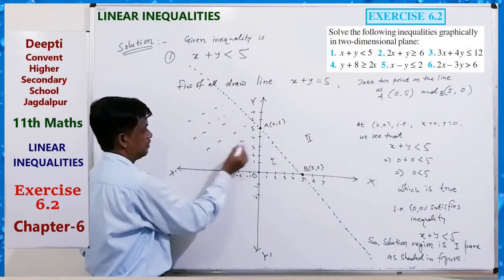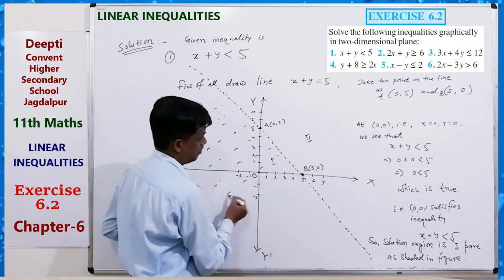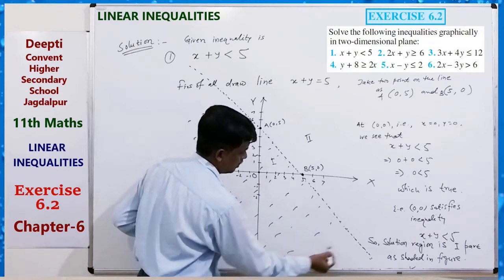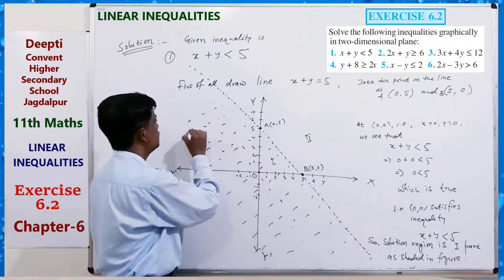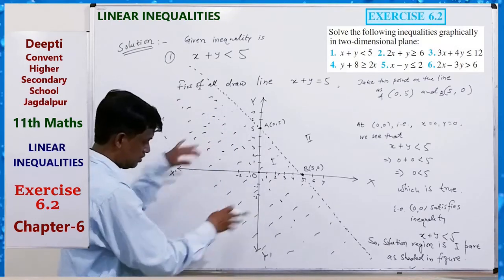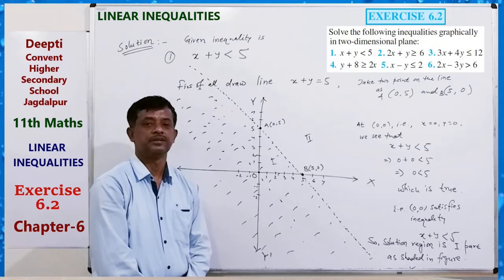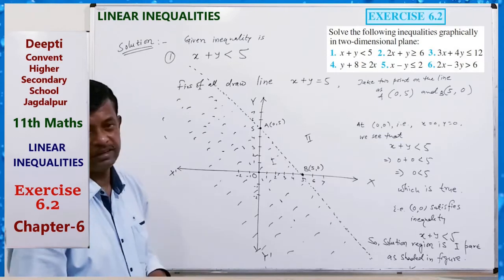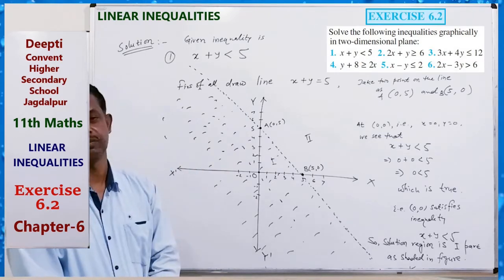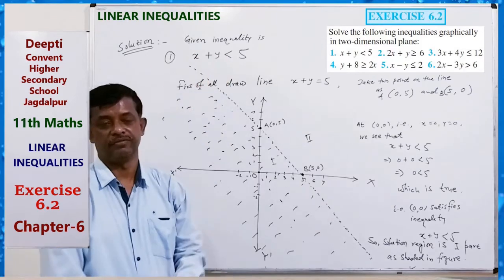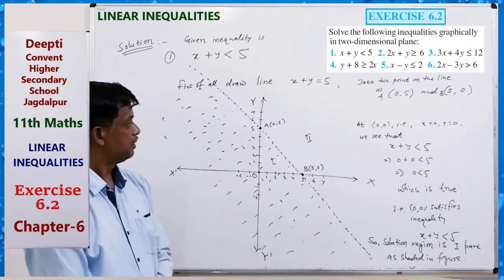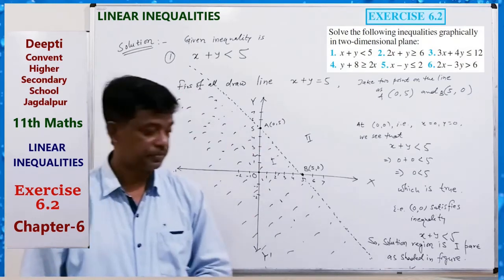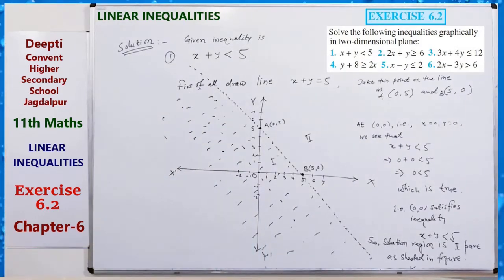Just shade it, the total half, the first part. This is the shaded part. This part is the solution, and finally this part is the solution region. Clear? You have to draw the graph very neatly. This is the graphical solution of the inequality x plus y is less than 5. This is the method for finding the graphical solution of an inequality. So this is question 1.